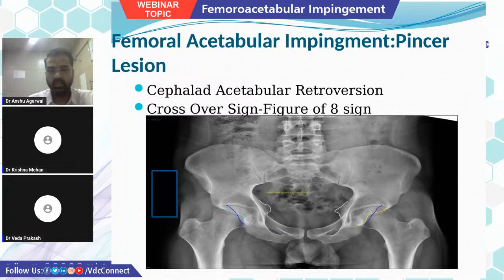So, how do we assess that it's acetabular retroversion? Now, the anterior and posterior walls of the acetabulum, they never cross each other.